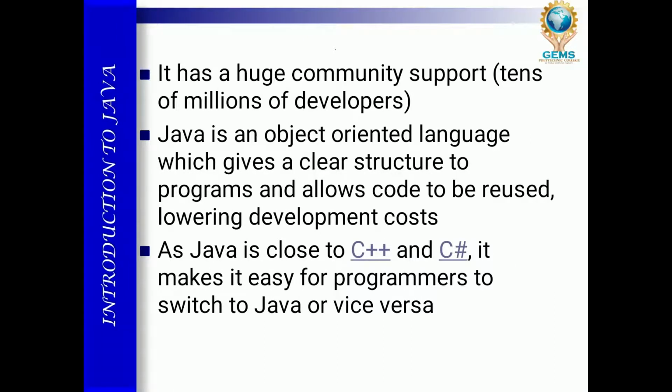It has huge community support, millions of developers. I already told you, it is supported by billions and millions of people. Java is an object-oriented language which gives a clear structure to programs and allows code to be reused, lowering development costs. Here we have to focus on two things. One is reuse, and the second thing is lowering development cost.